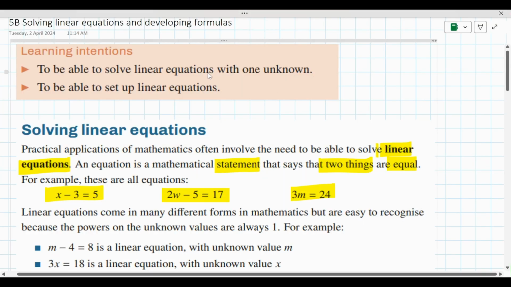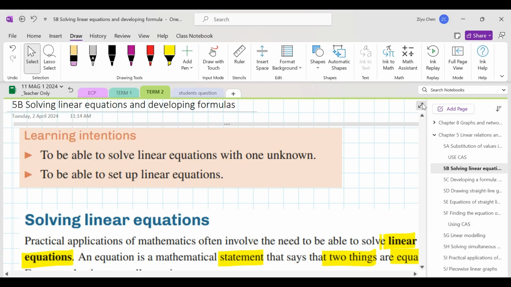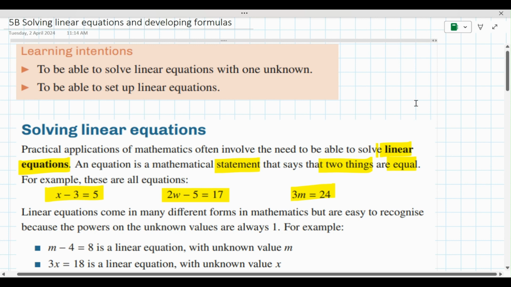We're going to solve some linear equations and develop some new skills for formulas as well. If we solve linear equations, we actually have different ways to do it. You could use the CAS calculator, and sometimes we can do it by hand. Just make sure the left hand side and right hand side are equal. For example, if I say x minus 3 equals 5, we're going to solve for x.